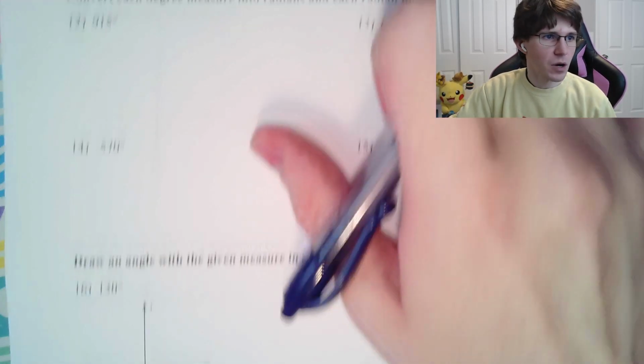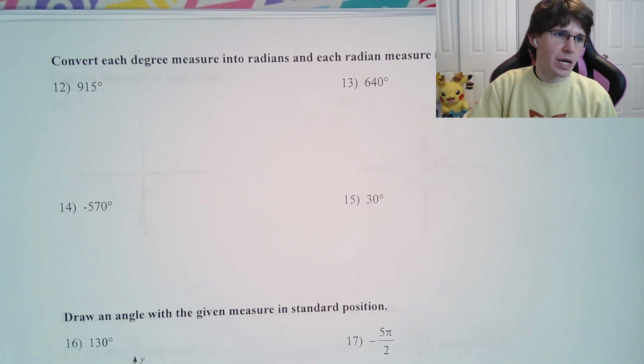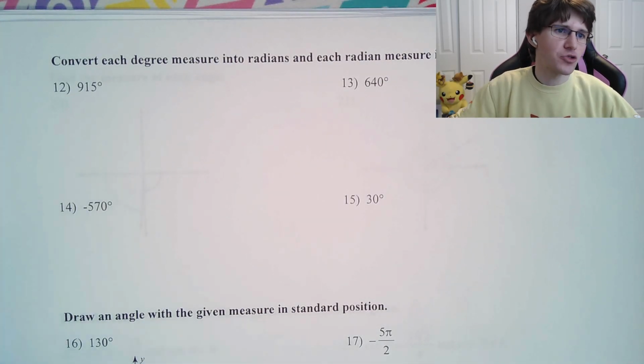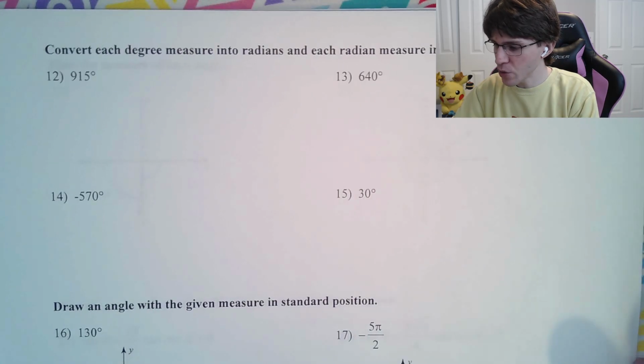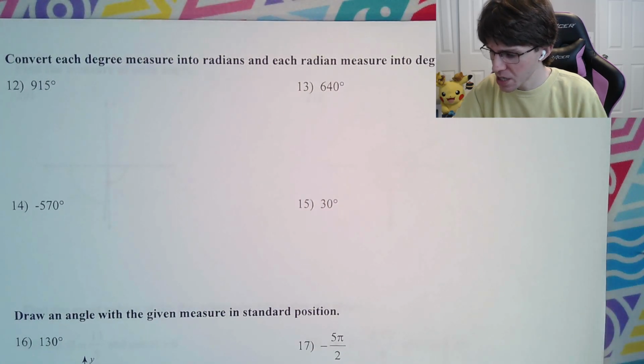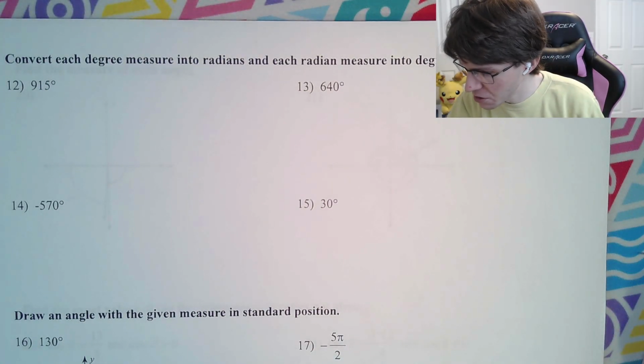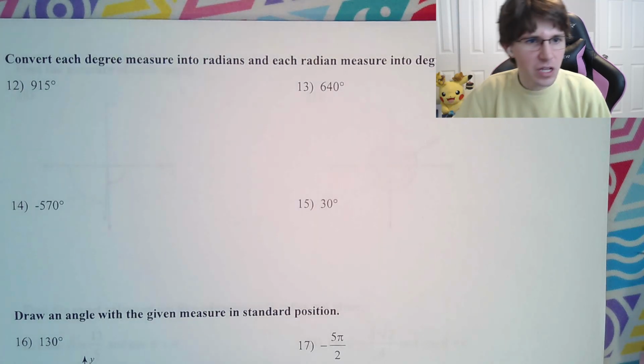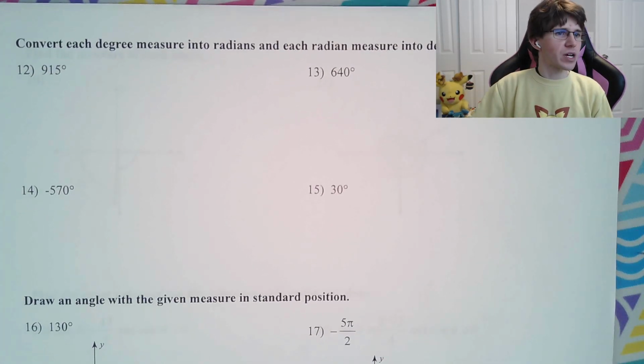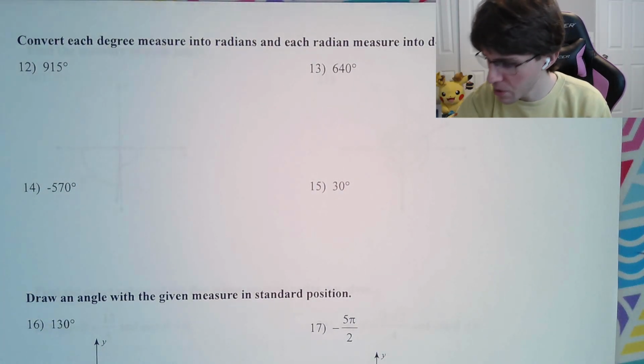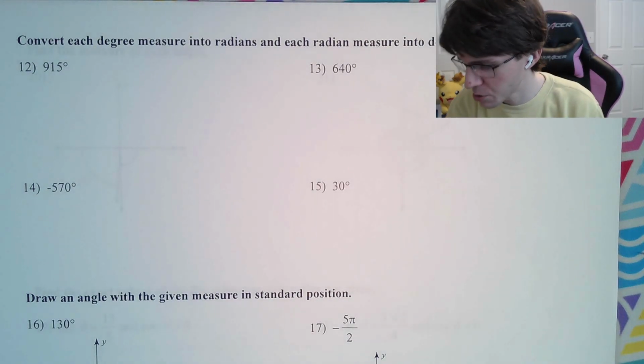All right, so here we go. Problem number 12. Convert each degree measure into radians and each radian measure into degrees. And for some reason, it is all degrees. It's supposed to have some radians to go into the other ones. That's a little bit sad. It has nothing going the other direction, but you know what? Life's going to go on. I must have misclicked when I was creating this assignment.